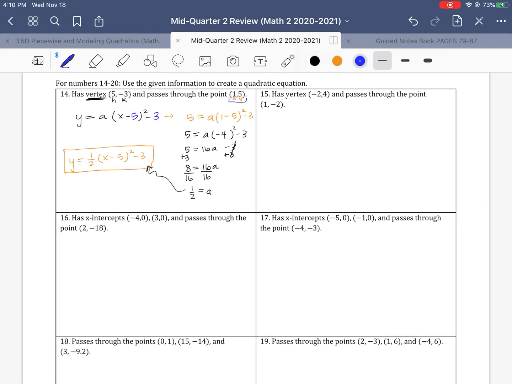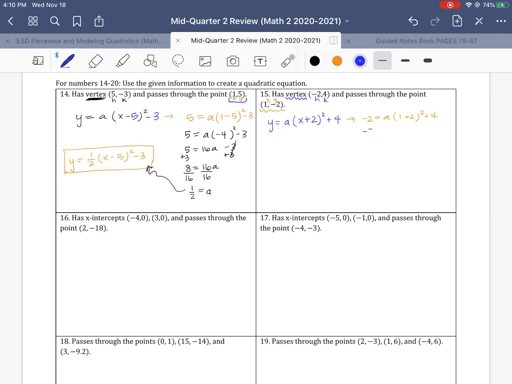Again, as soon as we see that it says vertex, we label that h and k, and we plug that into our equation. So we go a times x minus a -2 would make that +2, and then +4 on the end there. They give us another point that it needs to pass through, so that gets to be our x and our y. So I'm going to put -2 in for the y, and 1 in for the x.